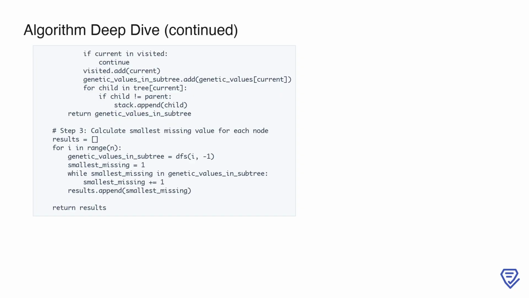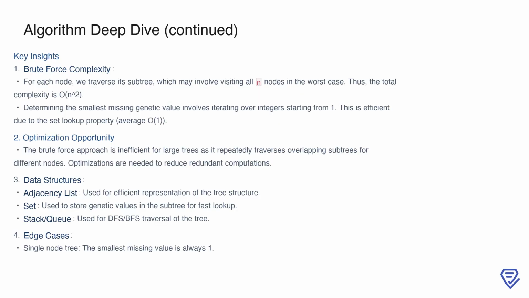The brute force approach, while straightforward, has a time complexity of n squared in the worst case. This is because for each node, we traverse its entire subtree, which can involve visiting all n nodes. The process of determining the smallest missing genetic value is efficient due to the set's constant time average lookup, but the repeated traversal of overlapping subtrees makes the approach inefficient for large trees.